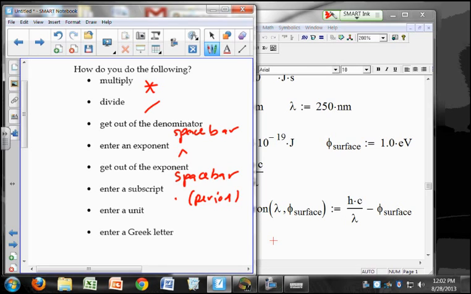To enter a unit, you just multiply and then enter, and then Mathcad responds with a dot and a placeholder for your unit. Okay, and then you can insert your unit there, or you can type it in. To do the Greek letter, you pull the Greek toolbar, click it on the toolbar, or you press the letter and then Control G. So that's how you would enter expressions in Mathcad.